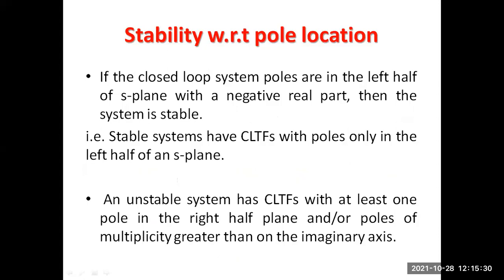Now, stability with respect to the poles location. I have just discussed this. If the closed loop system poles are in the left half of the S plane with a negative real part, then the system is stable. So a stable system has a closed loop transfer function with poles only in the left half of the S plane. An unstable system has a closed loop transfer function with at least one pole in the right half of the plane or poles of multiplicity greater than one on the imaginary axis. So for a stable system, the poles and zeros should normally lie on the negative real part of the plane.